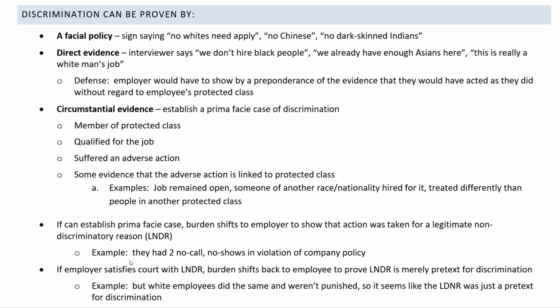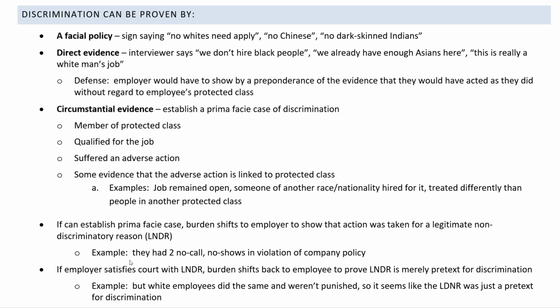So discrimination can be proven by a couple different things that we'll talk about. One is a facial policy. This doesn't happen much anymore, at least if the employer is smart. But going back in time, it used to be common to see job ads saying things like, no white people need to apply, no black people need to apply, no Irish need to apply, whatever. Or saying something like no dark-skinned Indians.